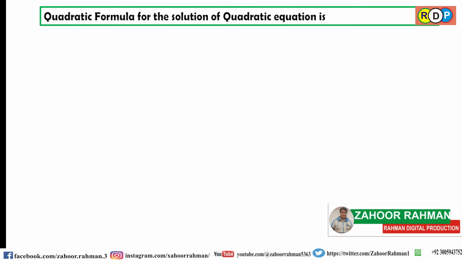So let us find the solution of the quadratic equation through the quadratic formula. That is what I was talking about: x is equal to minus b plus minus under the root b square minus 4ac, whole divided by 2a, is the quadratic formula, not the quadratic equation. ax square plus bx plus c is equal to 0 is the quadratic equation, but that is the solution.